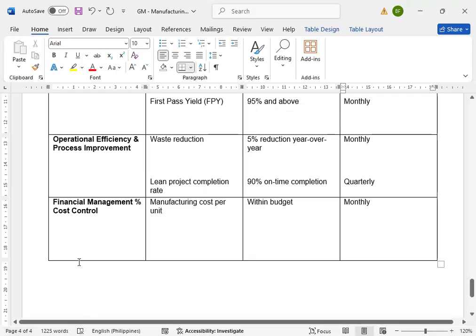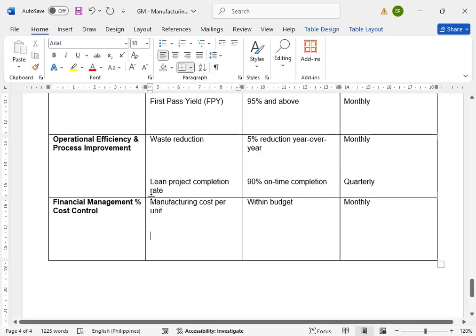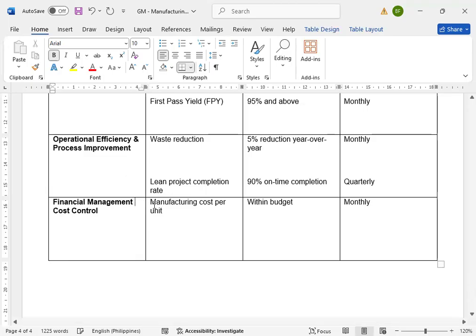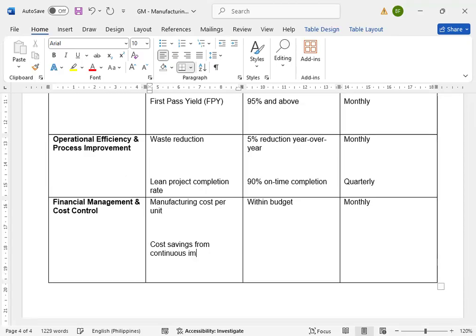And another important one, finance management and control. Management and control. This is not percent. This should be end. Okay. All right. So it should be cost savings from continuous improvement.